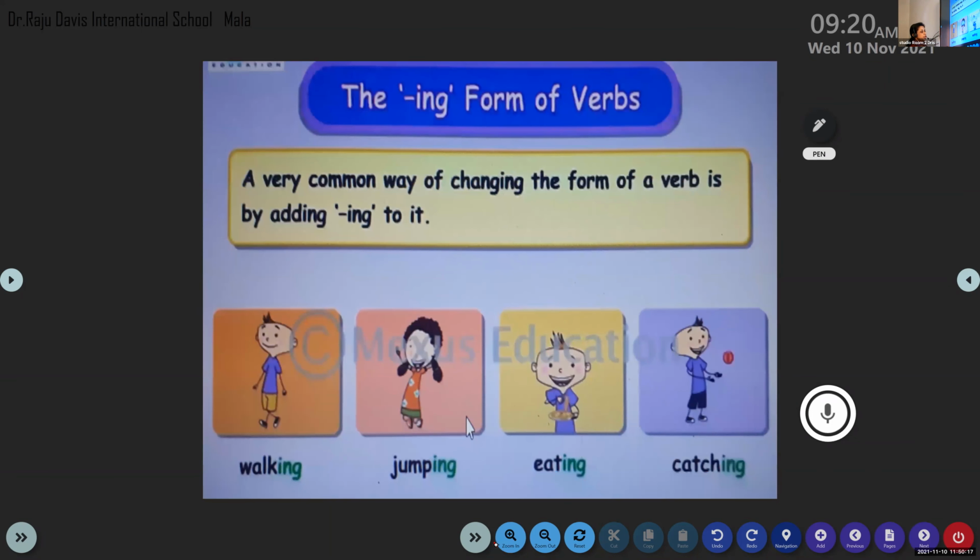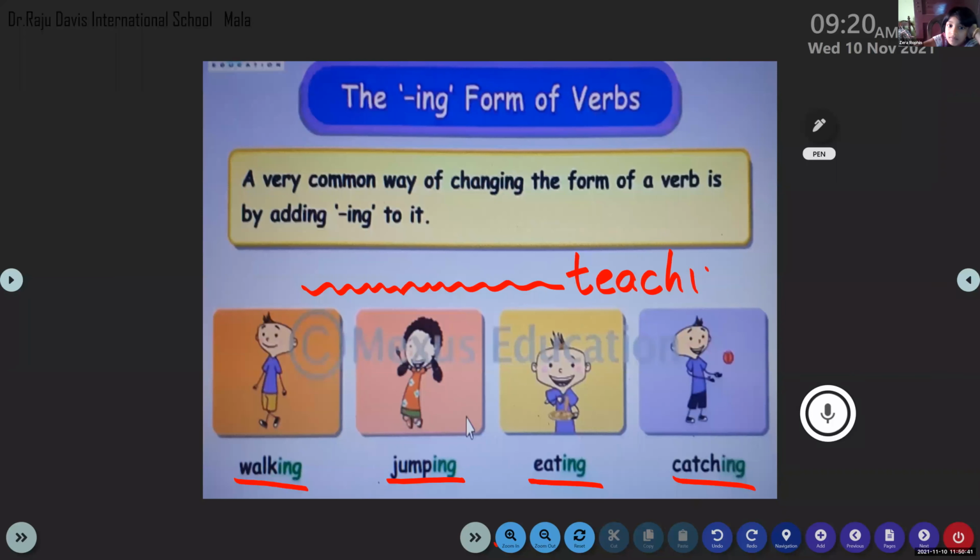Now all of you look at the slide. Walking, jumping, eating, catching tell us an action that is going on or happening now, at the time of speaking. Now, what is ma'am doing now? Ma'am is teaching. The action is going on now. And what are you doing? You are learning. So the process is going on. To show that the action is going on, what do we do to the verb? We add ing to the verb form.